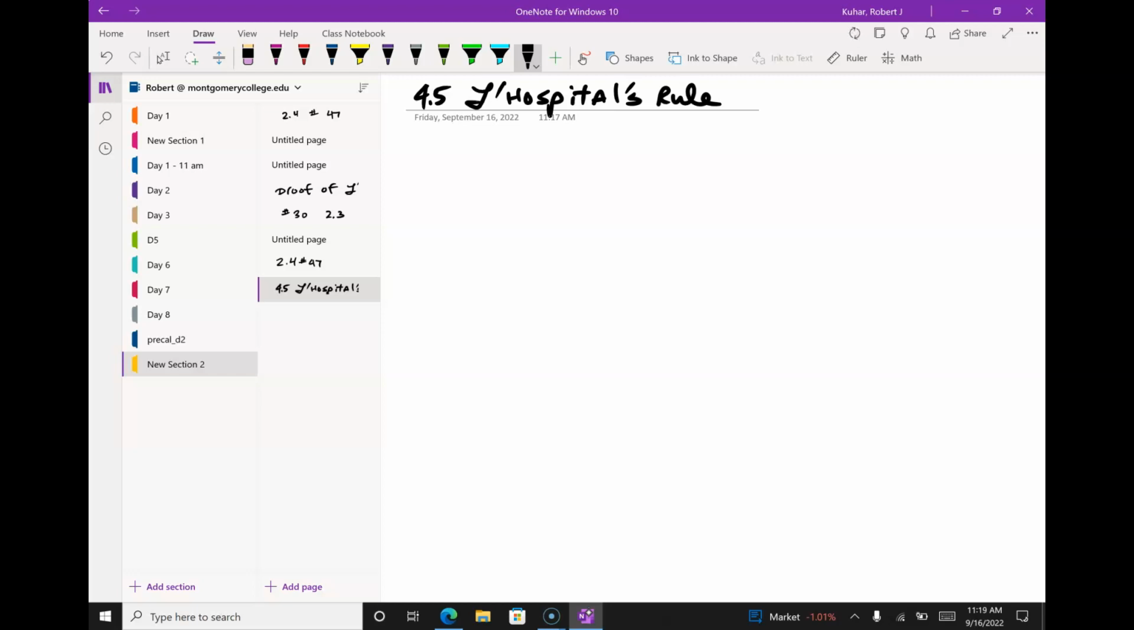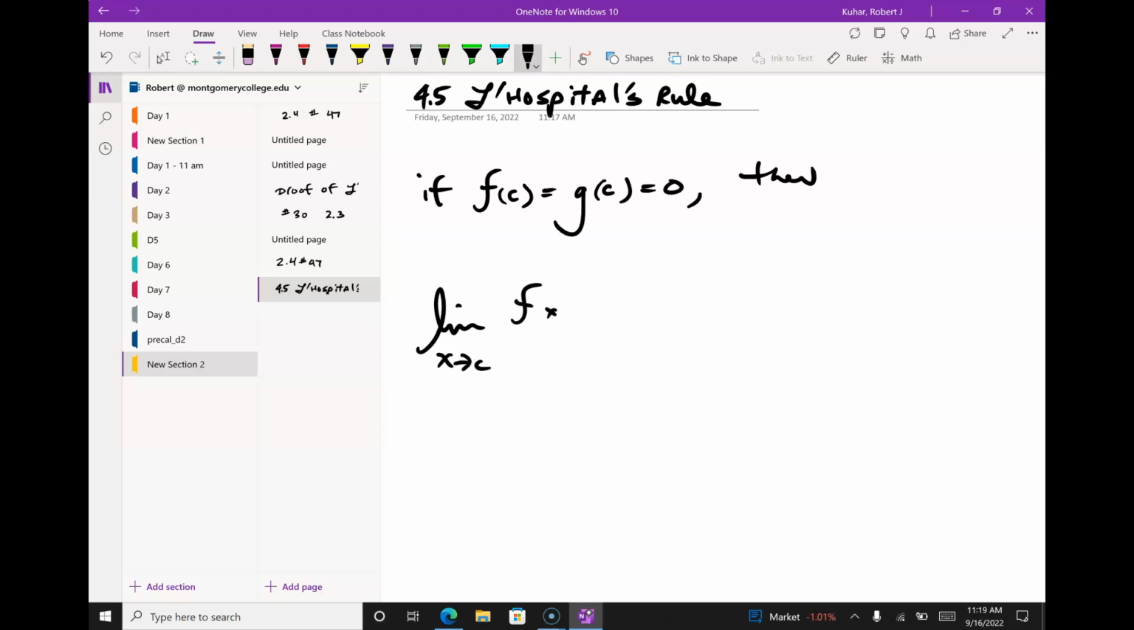And that is, if f of c equals g of c equals 0, then the limit as x goes to c of f of x over g of x equals the limit as x goes to c of f prime of x over g prime of x. Now, when we do these problems, we're not doing any limits with any derivatives with limits. We're just going to use shortcuts, okay?